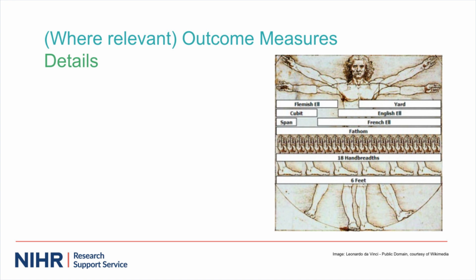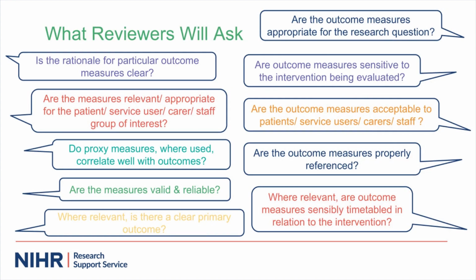Okay, outcome measures. So what will reviewers ask about your outcome measures? So firstly, are they appropriate for the research question? A very obvious thing to ask. Are the measures relevant and appropriate for the patient, service use, carer or staff group of interest? Are you using a measure developed for one group of patients with another group of patients, but perhaps they haven't got validity and reliability for?